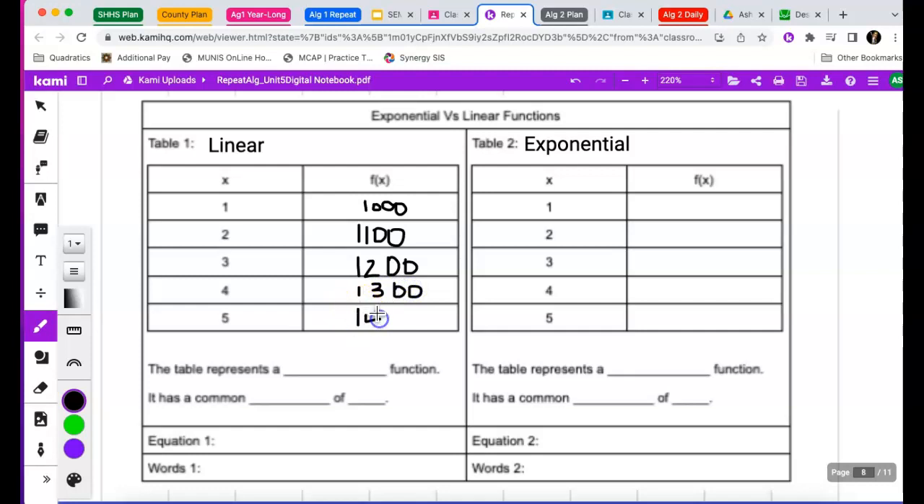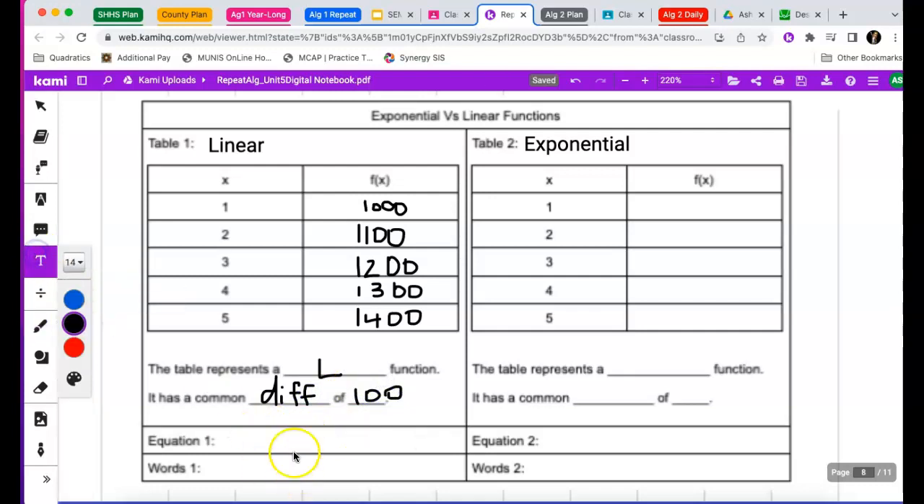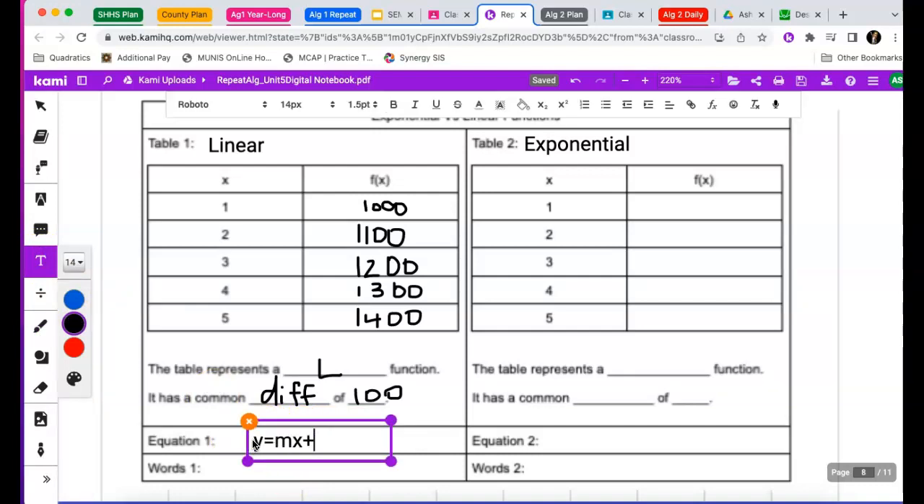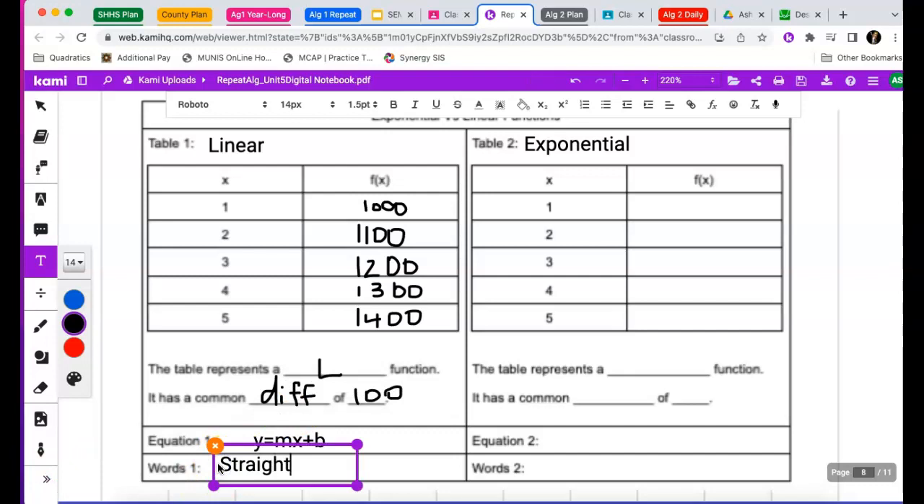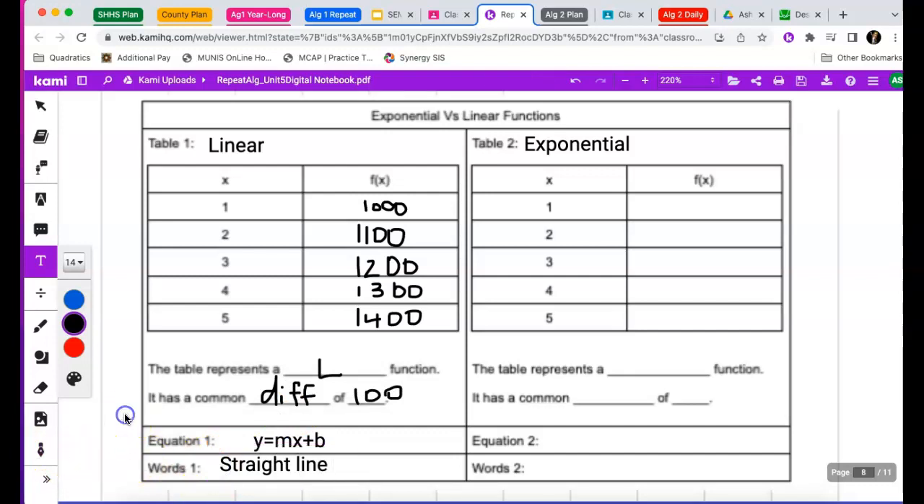So linear, we add the same number each time. So this table represents a linear function because it has a common difference. So the number that we're adding each time, the common difference of 100. We're adding 100 every month. And the equation of our linear graphs, just like we did in the last two tasks, is y equals mx plus b. So the graph produced a straight line.